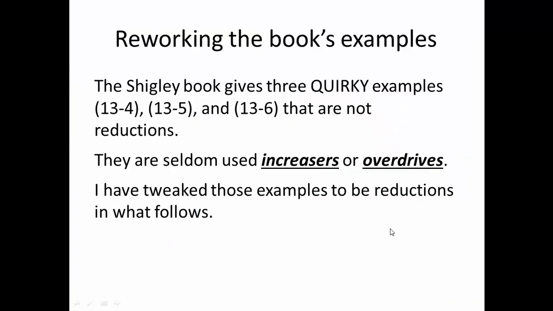So I want to rework 3 of the book's problems. The Shigley book has the examples 13.4, 5, and 6. Those are actually overdrives or increasers. So I'm going to tweak those and let them look like they're reductions. What follows now.